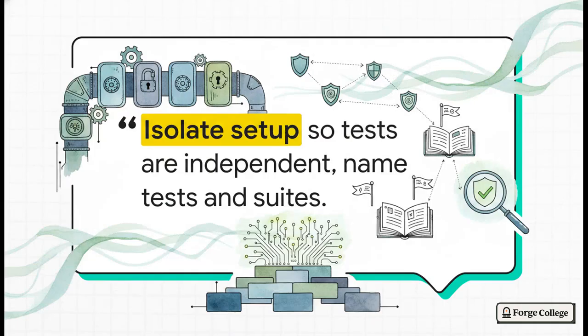Let's wrap up with a little guiding philosophy. Isolate setups so tests are independent, name tests clearly, and prefer small, single assertion it blocks. If you really internalize these principles, adding more features to your smart contracts becomes far less risky. You're building a safety net that catches regressions instantly.